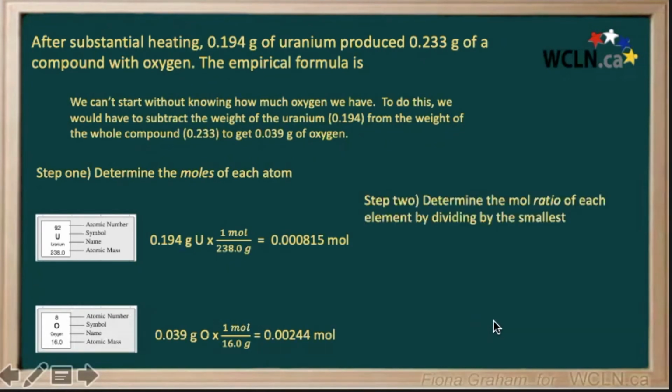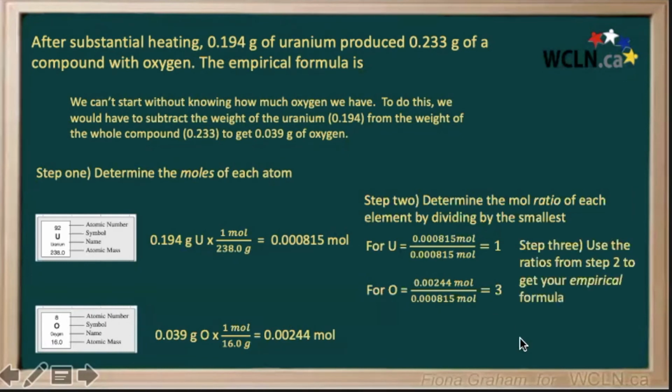So now we can determine our mole ratio for each of these elements by dividing the amount of moles that we have by the smallest amount of moles that we found. So in the case of our uranium, of course, if we divide it by itself, we will get 1. And for our oxygen, we had 0.00244 moles. If we divide that by the smallest amount that we found, 0.000815, we get 3. So we can use those ratios to get our empirical formula, which would be UO3, uranium oxide.